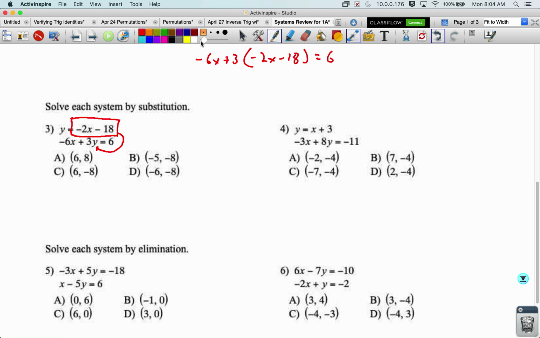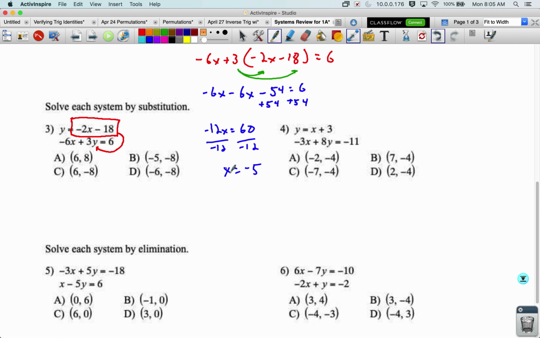So how do I do that? I'm going to start by distributing in this 3. Now I've got -6x minus 6x minus 18 times 3, which is 54, equals 6. Combine like terms, add the 54 to both sides. -12x equals 60, divided by the -12, and I get x equals -5.